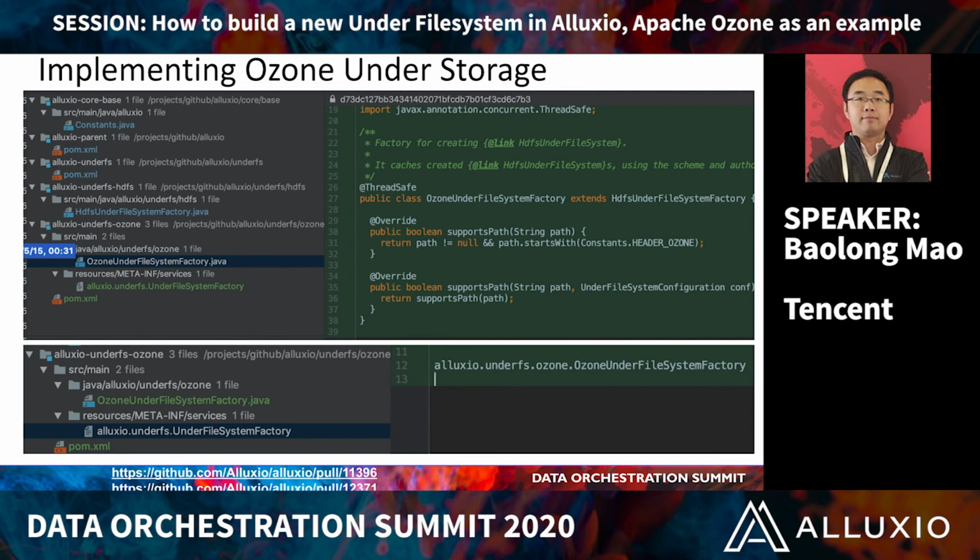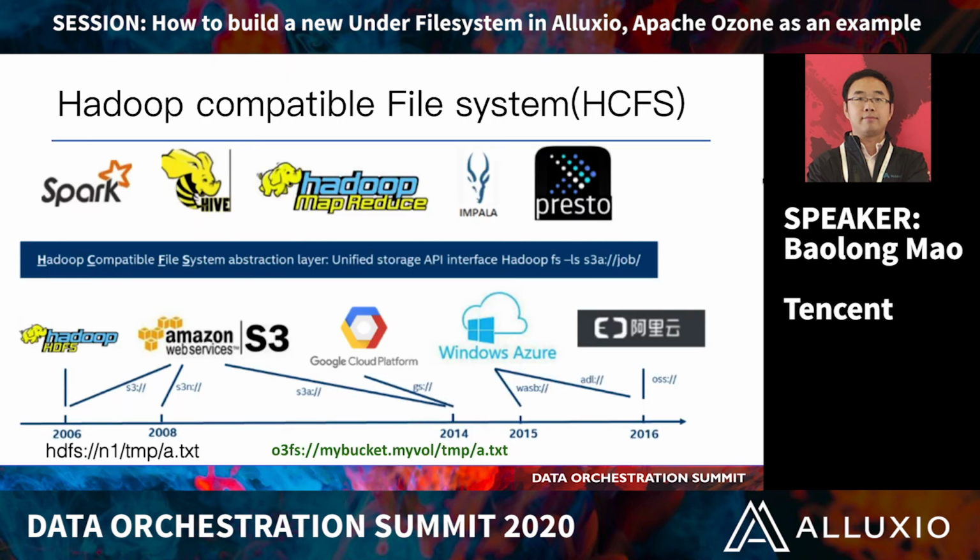The content is the Ozone under file system factory class name. Alluxio discovers the Ozone UFS by this. The footer link is the PR about making Ozone a UFS of Alluxio. If you want to know more about how Alluxio can access Ozone, you can get all affected files from this PR. Maybe not everyone is familiar with HCFS, so let me briefly cover it here.